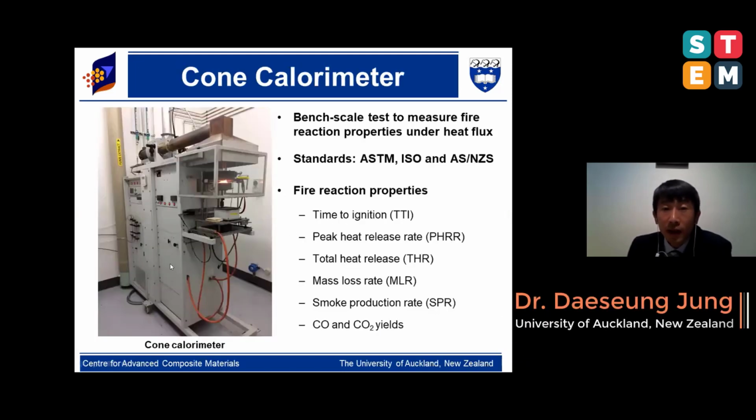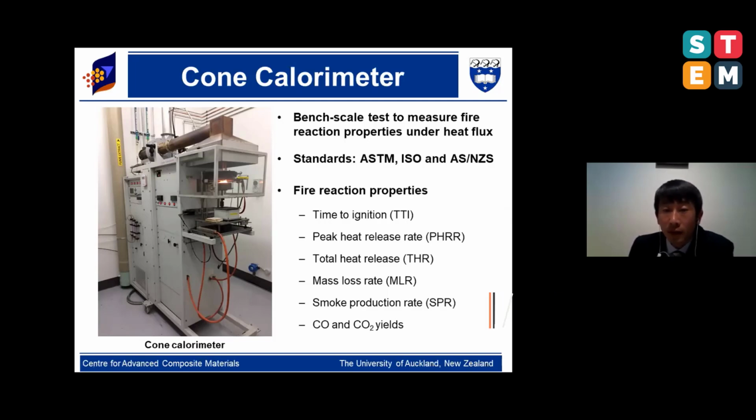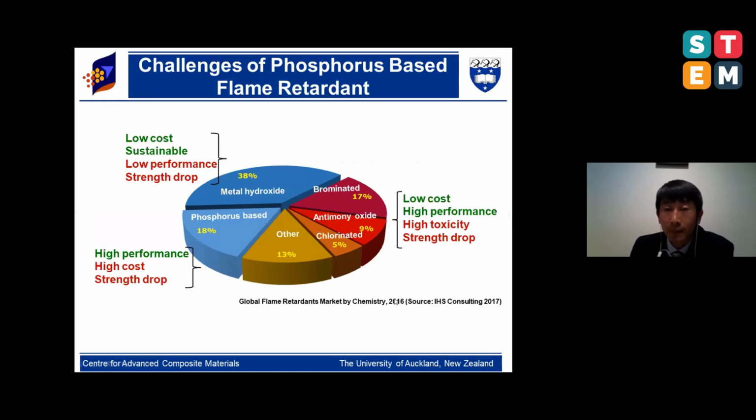For quantitative analysis, we use the cone calorimeter. The cone calorimeter measures oxygen concentration and gas flow. With this basic data, we can get the values of time to ignition, peak heat release rate, total heat release, and smoke production rate. Then I will explain the flame retardant.